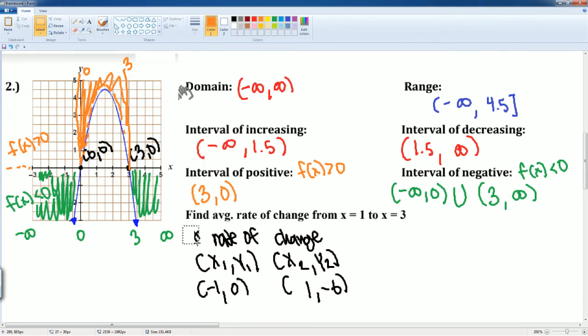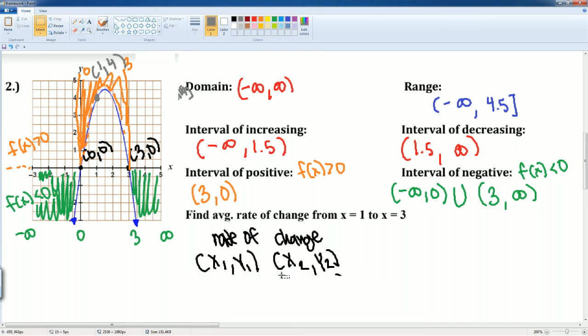Okay, that's the rate of change formula. And we want to know the 2 points. The 2 points here are when x is equal to 1. So x is equal to 1. Looks like it's that point here. That looks like it's (1, 4). And then x equals 3. Oh, we already have it. (3, 0). Okay. So the first point, let's just clean this up.